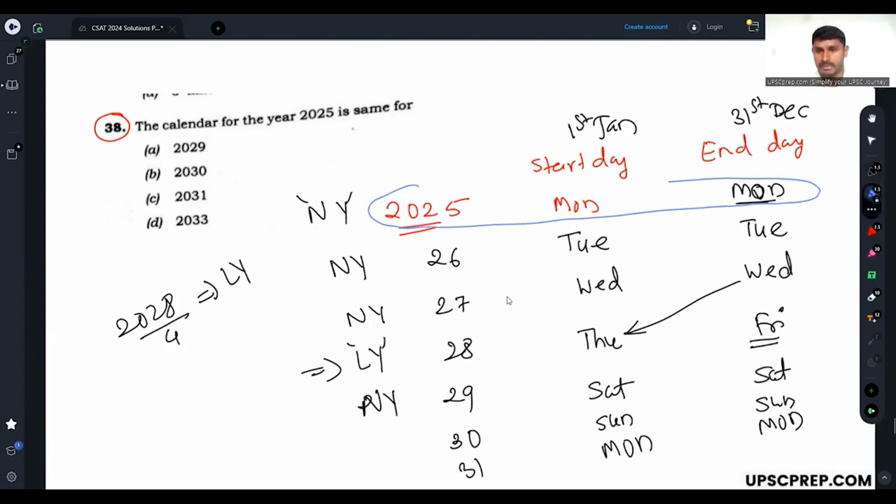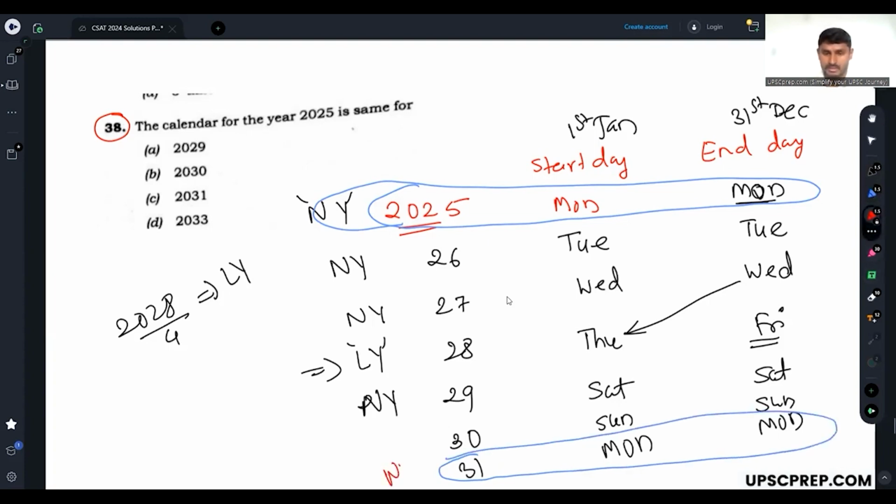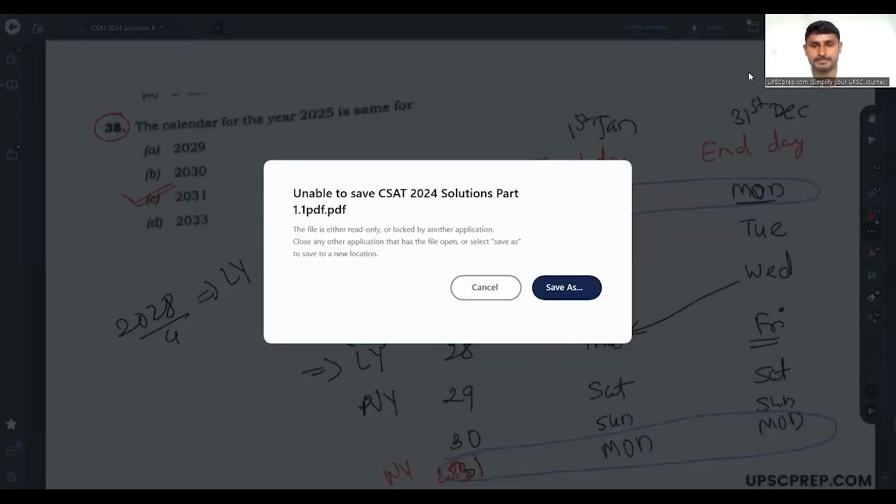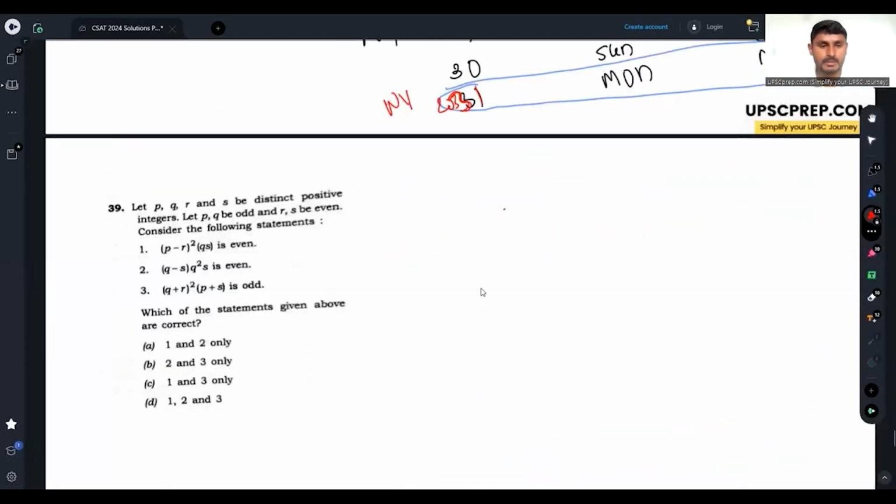2025 was starting on Monday, ending on Monday, right? And this 2031 is starting on Monday and ending on Monday. So it means this is a normal year. So 2031 is the correct answer, because it is starting on Monday and ending on Monday. Option C will be the correct answer in this case. Easiest question to solve from calendar.